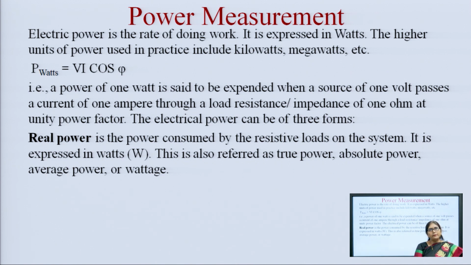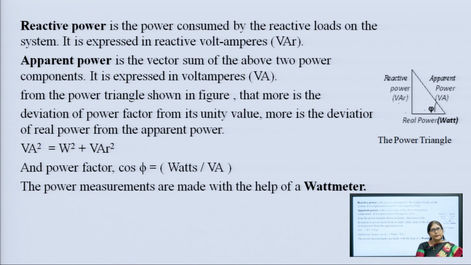The electrical power is of three types. First is the real power. So, what is the real power? Real power is the power consumed by a resistive load on the system. It is expressed in watt. It is also referred to as true power, absolute power and average power. Next is reactive power. Reactive power is the power consumed by a reactive load on the system. It is expressed in reactive volt amperes.